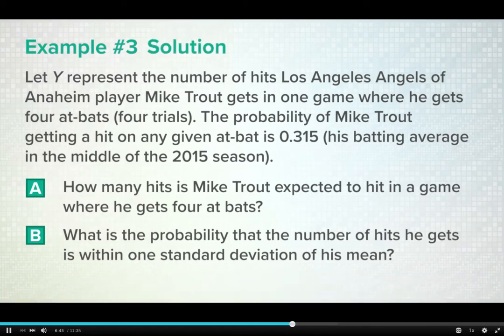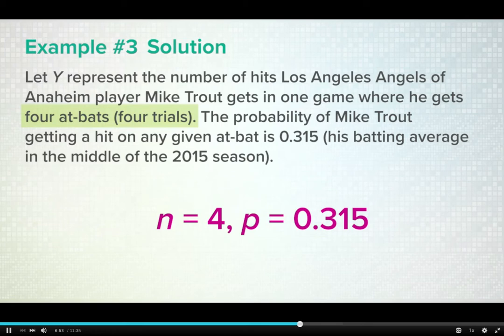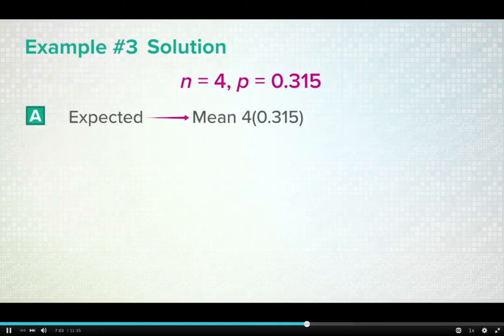Here's example 3's solution. The key elements are our n and our p. N in this case is the number of at-bats, which is 4. P is the probability of success, or the probability of him getting a hit, which is 0.315. Remember, expected equals mean. So I'll find the mean, which is 4 times 0.315, which is 1.26. And I can apply this formula because the situation is binomial.